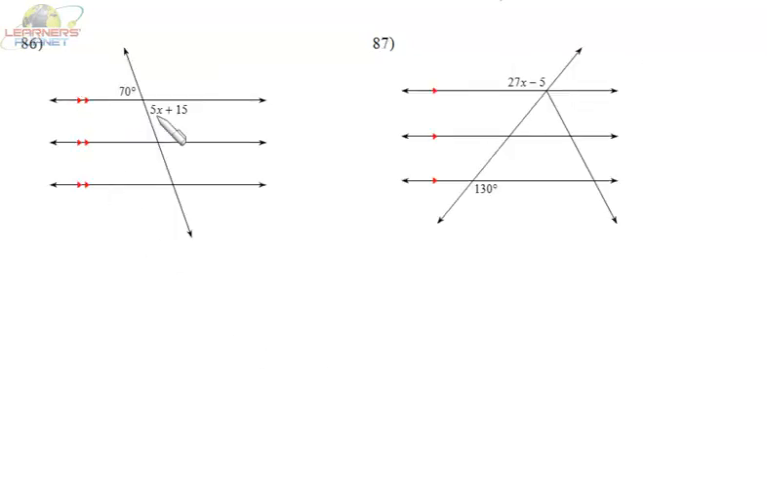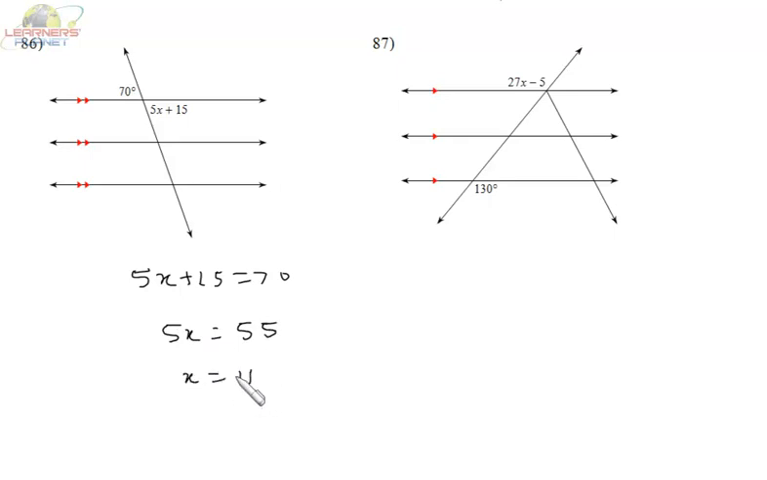In this case, both of them are vertically opposite angles, so they will be equal. So 5x plus 15 is equal to 70. So 5x is equal to 55. So x is equal to 11.